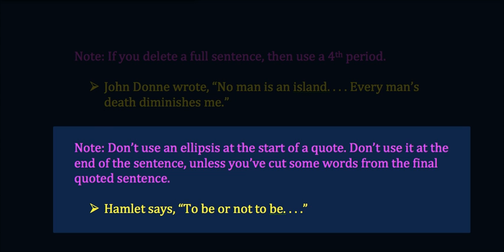Don't use it at the end of the sentence unless you've cut some words from the final quoted sentence. The presumption being, the logic being, that yes, of course, there will be words that come before this quote, and there will be words coming after it. So really you just want to use the ellipsis for words taken out of the middle of the quote, unless, as the note here says, you are ending the sentence and then you need that final period.